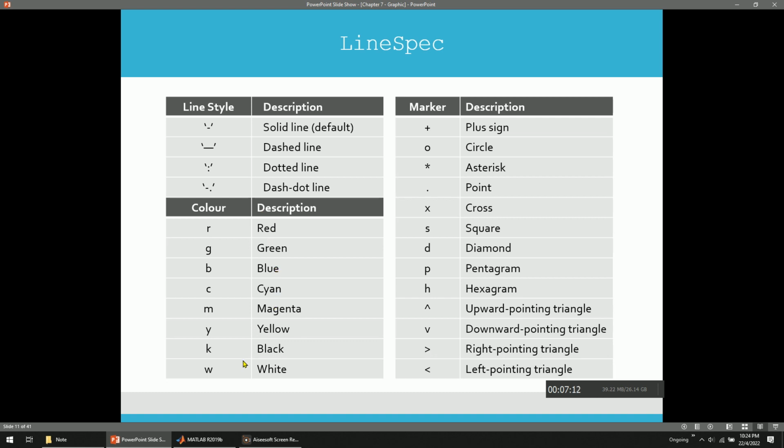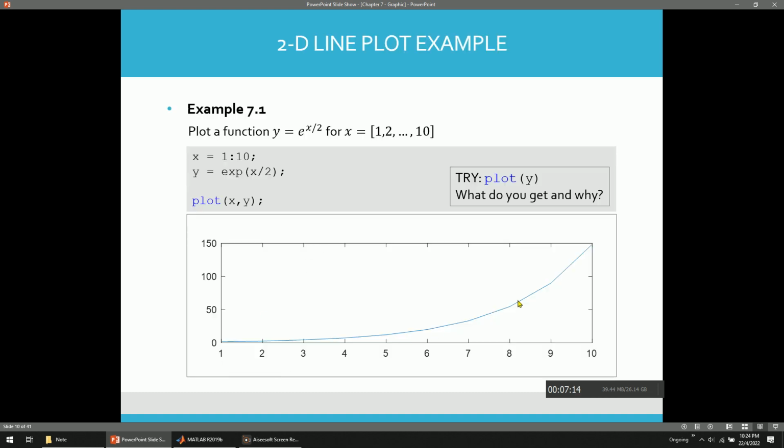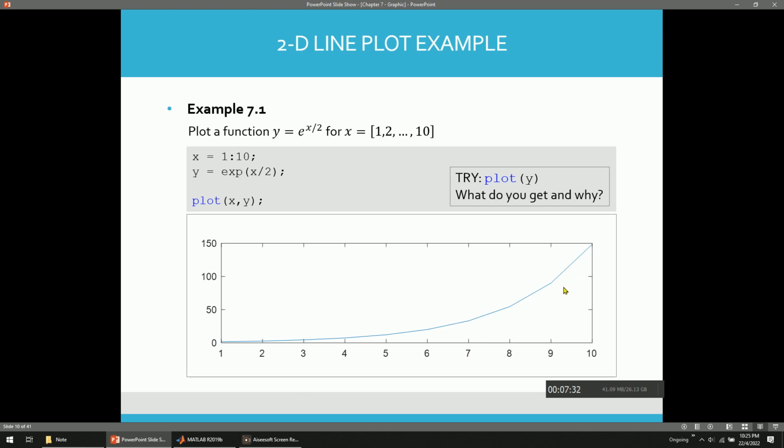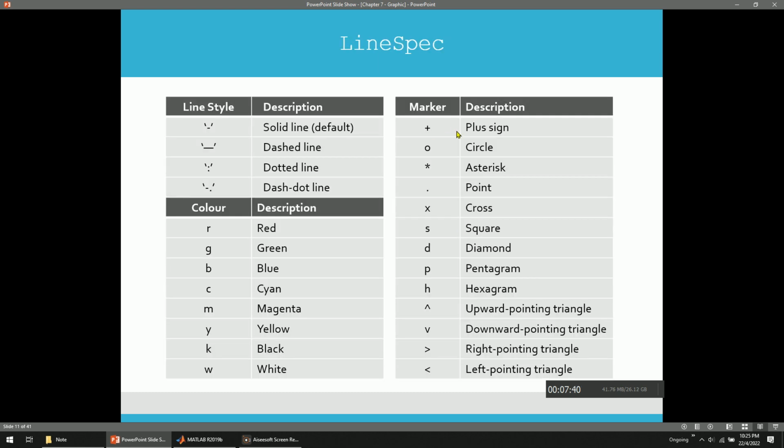And this is for color. You want to change the color of your plot here. This one is blue by default, but if you want to change it, you can use red, green, blue, magenta, yellow. And you also can add a marker. Here there is no marker, so if you want to add a marker, it will, for example, add an X into the data point. You can use plus, circle, asterisk, point, cross, something like this. So the line spec you can adjust however you want.